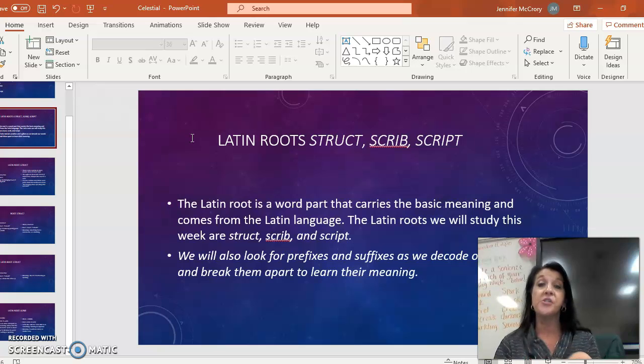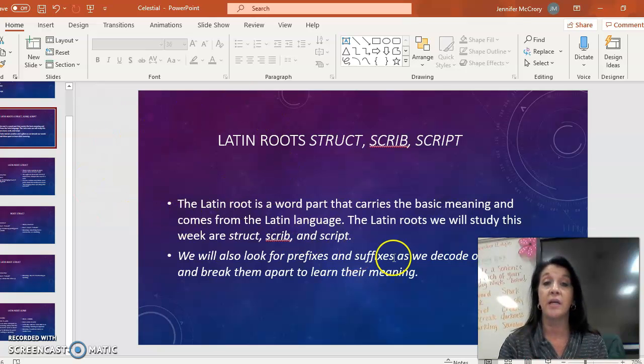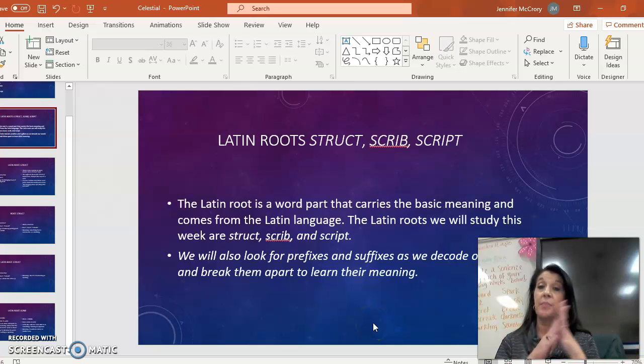Now, I want to remind you, going back to our first slide here, that the Latin root is a word part that carries the basic meaning, and it comes from the Latin language. The Latin roots that we're going to be talking about again, tongue twister, struct, scribe, and script. We're going to be looking at also some prefixes and a few suffixes as we decode our words this week to break them apart to help us to learn their meaning.